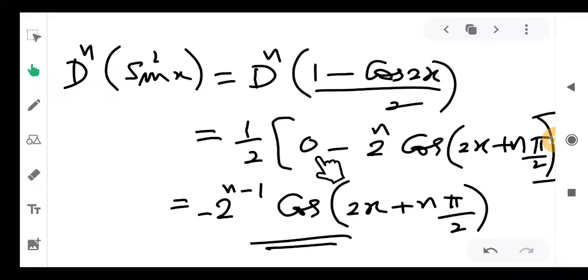Derivative of 1 is 0. And here we have already taken the 1 by 2 outside. Therefore, the minus is there in between. Cos 2x when differentiated is just like cos ax plus b. Therefore, a raised to n, that is 2 raised to n, cos of that angle, that is 2x plus n pi by 2. Now, it's just simplification. This minus is taken outside. Then we have 2 raised to n by 2, which is equal to 2 raised to n minus 1, cos of 2x plus n pi by 2. Therefore, nth derivative of sine square x is minus 2 raised to n minus 1 cos of 2x plus n pi by 2.